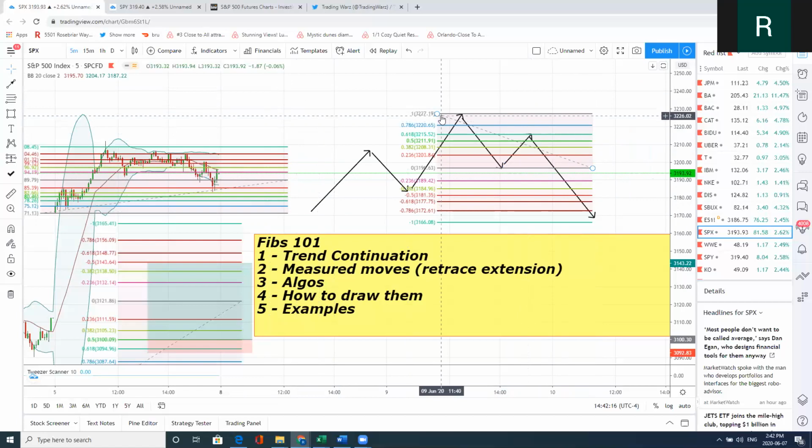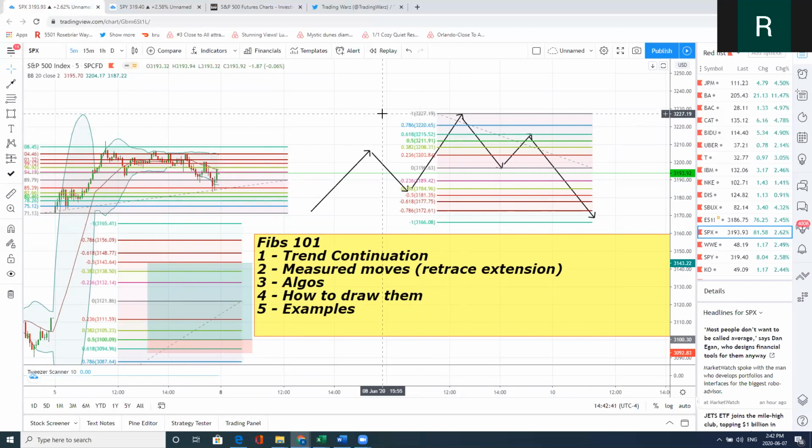Trend continuation, they are measured moves, measured retracements. Because why? Because robots are programmed to trade measured retracements and extensions, because the risk management and the payout is so powerful. So even if we take 5 Fib trades and we lose 4 of them and we win this one over here, we're still profitable. That's why this is so powerful.